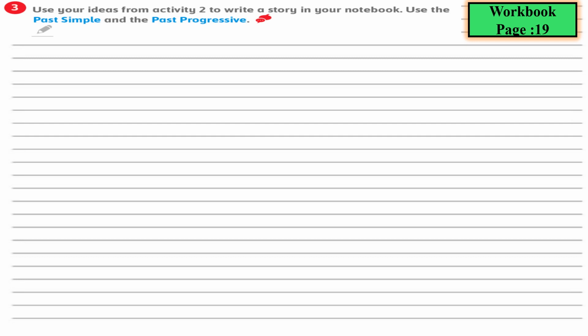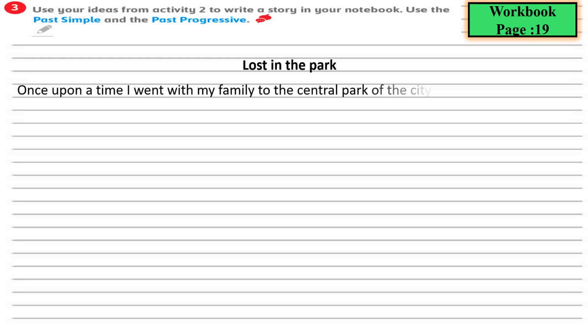Now let's move to activity 3 in your workbook, page 19. Use your own ideas from activity 2 to write a story in your notebook. Use the past simple and the past progressive. What is the title of the story? Excellent. Lost in the Park. Now, let's write together. Once upon a time, I went with my family to the Central Park of the city.